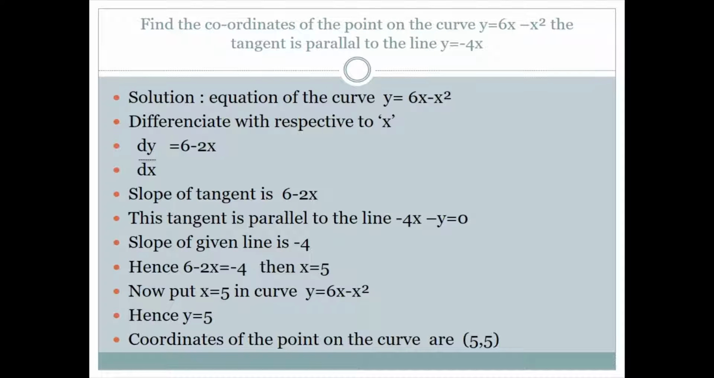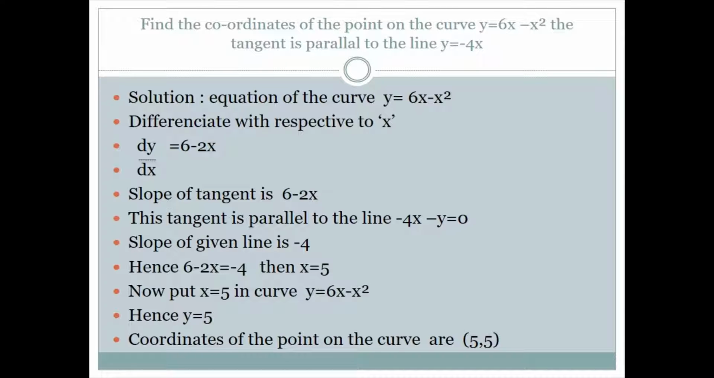Find the coordinates of the point on the curve y is equal to 6x minus x square where the tangent is parallel to the line y is equal to minus 4x. Here we have to find the point on the curve y is equal to 6x minus x square, with the condition that the tangent is parallel to the line y is equal to minus 4x.